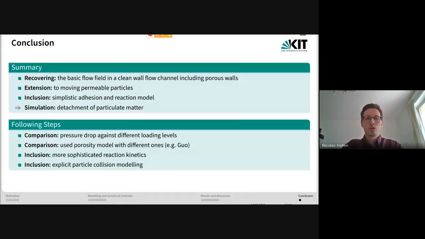And we should, of course, include more sophisticated reaction kinetics, not something that's just based on a linear time evolution. And of course, in order to form the plug in the end, we need to include some explicit particle collision modeling. However, right now, due to the lubrication effect we have between the particles, they're not sticking or going into each other anyways. So at least we can simulate this particle detachment.